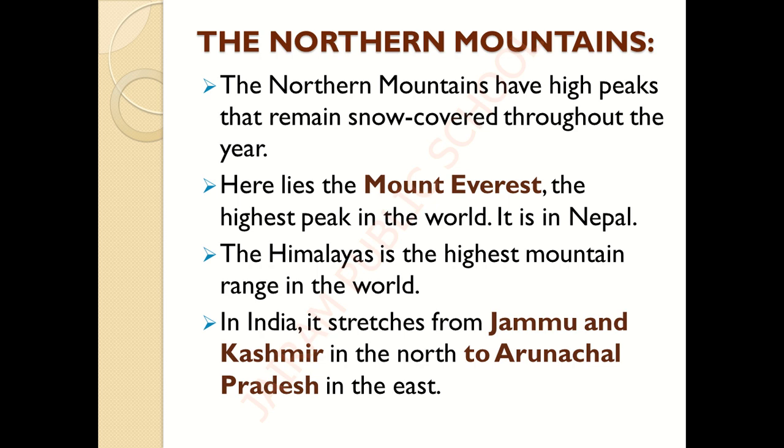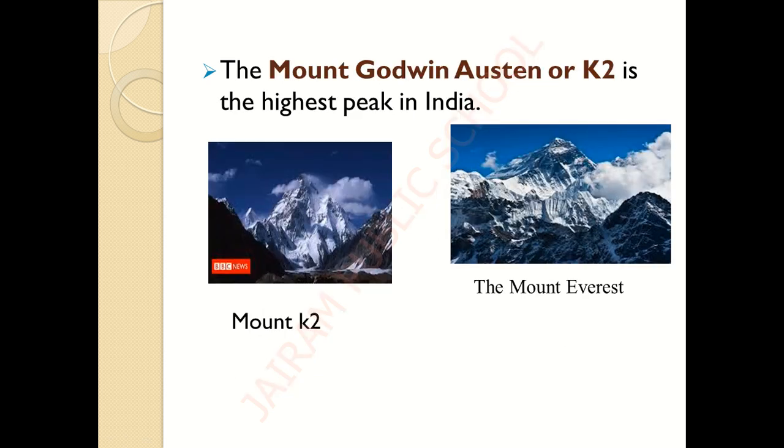And we have also seen Mount Everest. It lies in Nepal, and it is the highest peak in the world. And the Himalayas is the highest mountain range in the world, and the extension of the Himalayan mountains in India is from Jammu and Kashmir to Arunachal Pradesh. And we have also seen the highest peak of India. It is Mount Godwin Austen. It is also called K2.